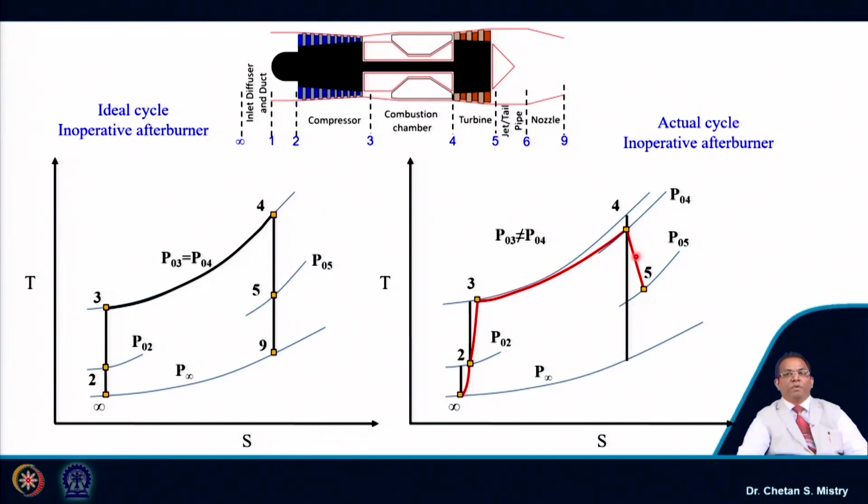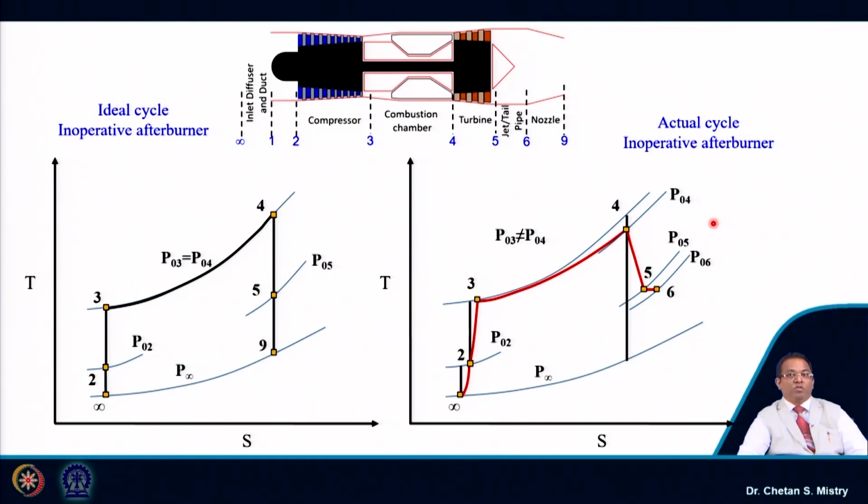Now, from there we come to my expansion process. My ideal expansion process is represented by the isentropic process, but for the actual case that process is represented from 4 to 5. The next component is the jet pipe. We can consider this as a cylinder, and since it is a solid body there will be a drop of pressure, represented from P05 to P06.